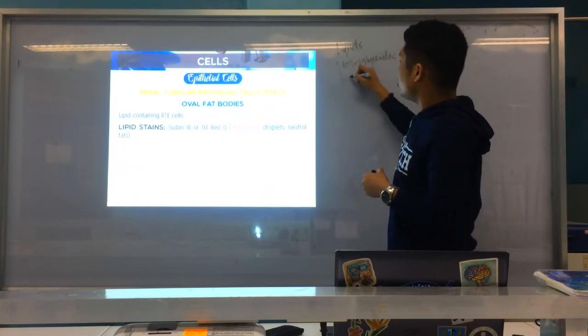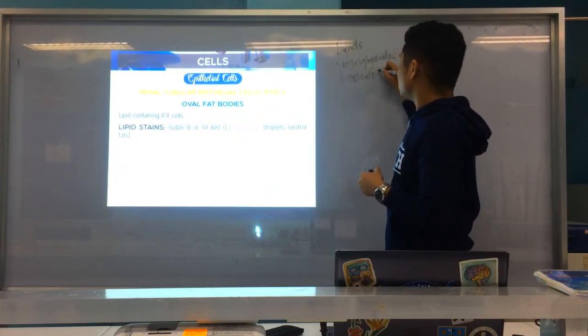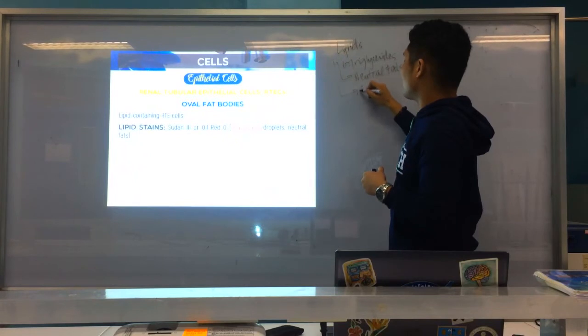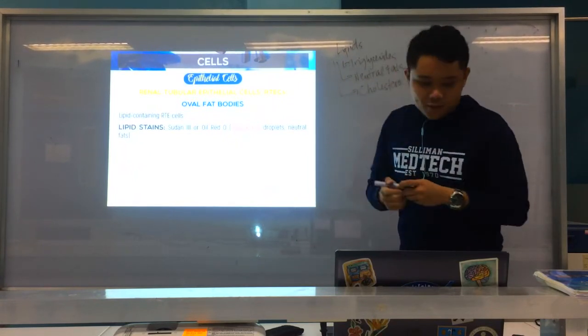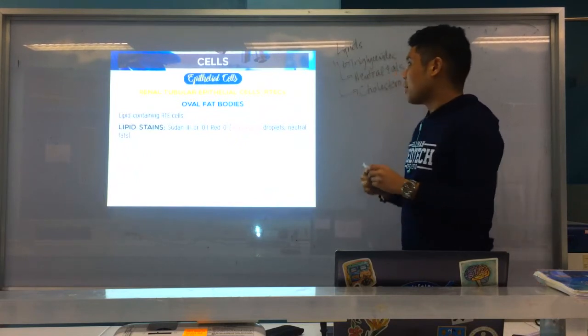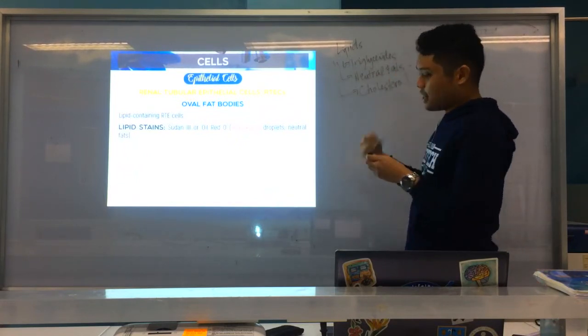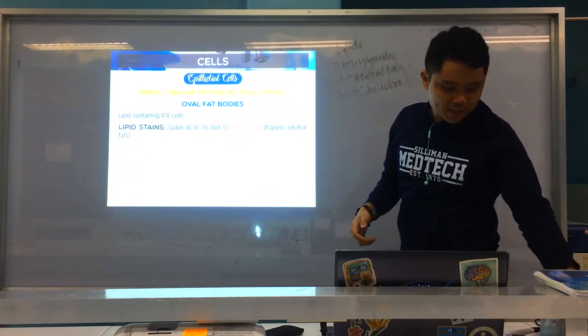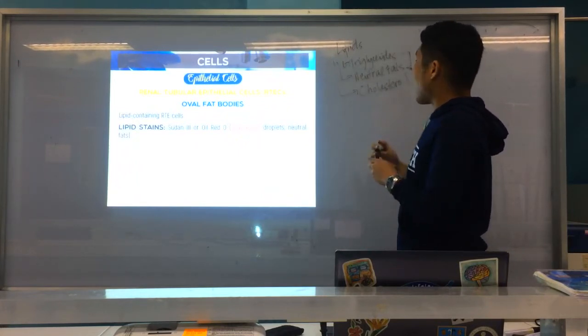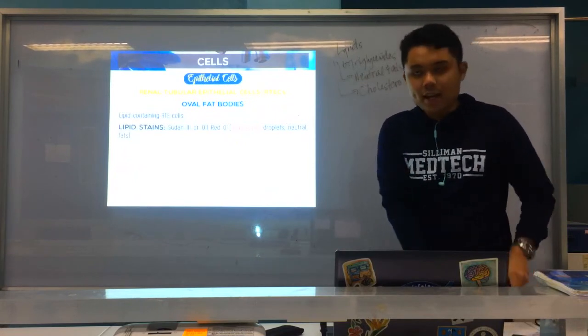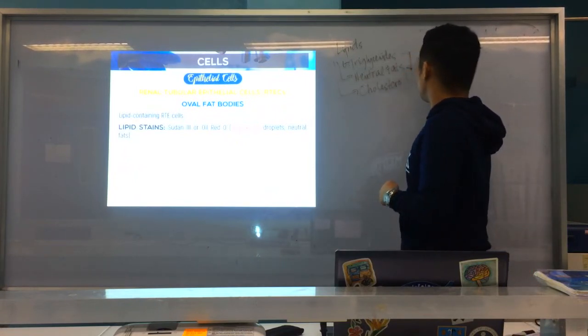Triglycerides, or neutral fats, or cholesterol. Now, for the stain, Sudan III or Oil Red O will stain only the triglycerides and neutral fats. So what is the color? Orange-red droplets. Okay? Orange, red.